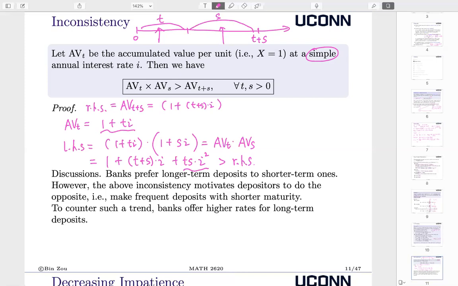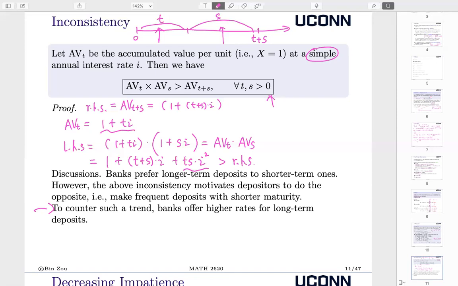Of course, there are different ways to avoid this. One possible solution is to offer different interest rates. So here we have only one interest rate I. No matter how long you deposit for, you get the same interest rate. But obviously that is not the case in practice, right? In practice, banks prefer longer term deposits over short ones. That is why banks offer higher interest rates if you deposit for a longer term, right? So that is one possible way to counter this result, okay?